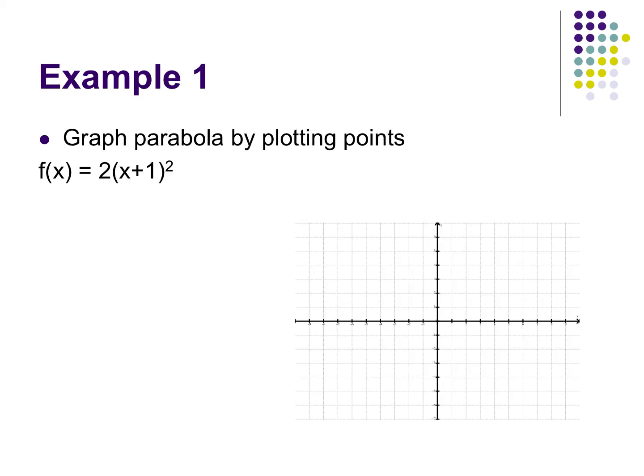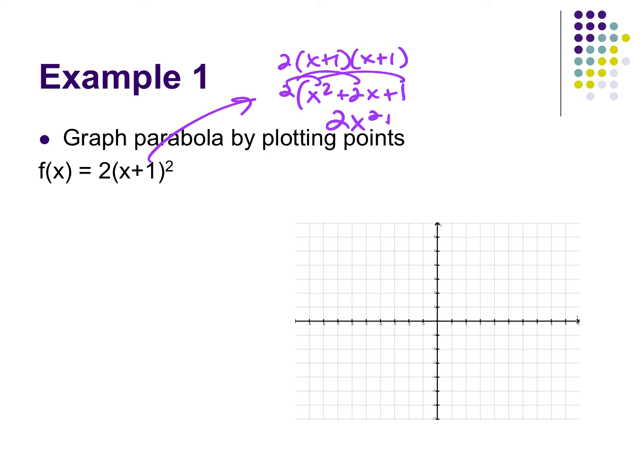Okay, with this function, it's important to start to figure out what format it's in. This is not expanded into quadratic form, and I know this because there is not an x and an x squared. If I took and expanded that out, don't do this, I'm just going to show you this. I would get 2 times x squared plus 2x plus 1. I'd distribute: 2x squared plus 4x plus 1. This is quadratic form. The other is called standard form.